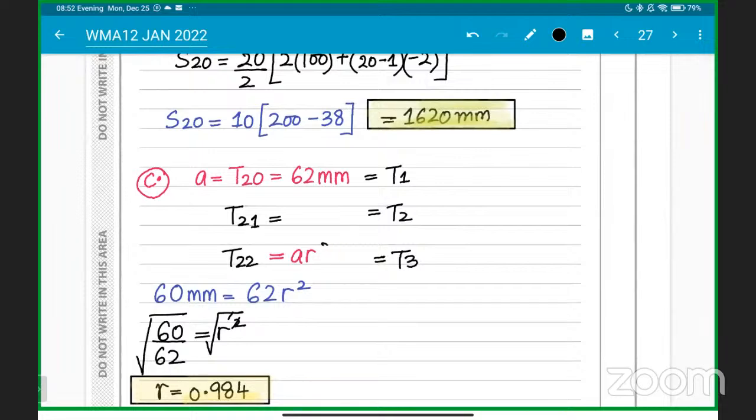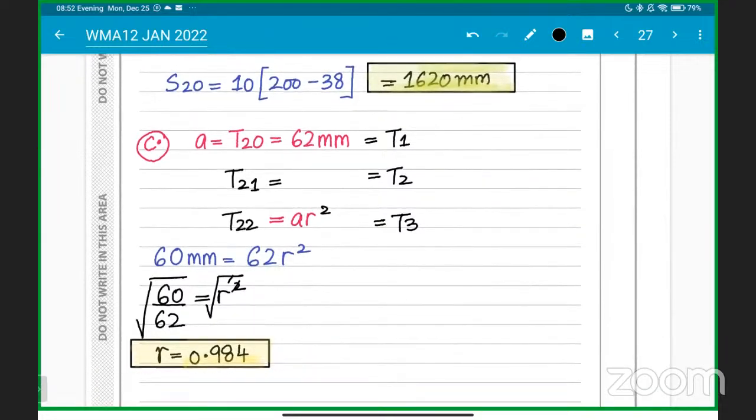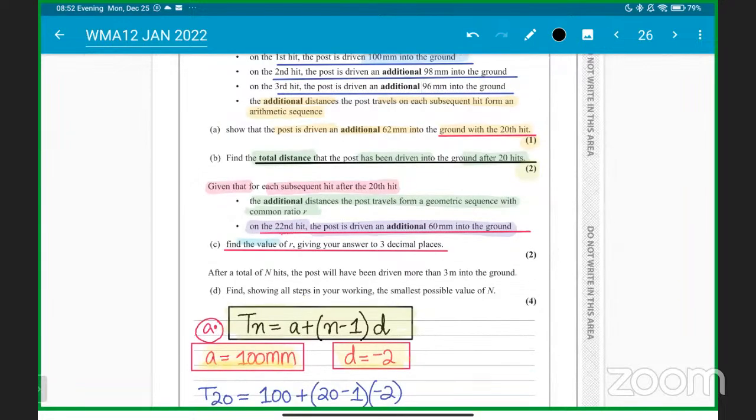Getting it? Yes, sir. Clear? Any questions anymore? No, sir. Got it. Everyone? Clear? Understood? Yes, sir. Any questions till part A, B, C? Because we are moving to part D. No, it's clear, sir. Okay.